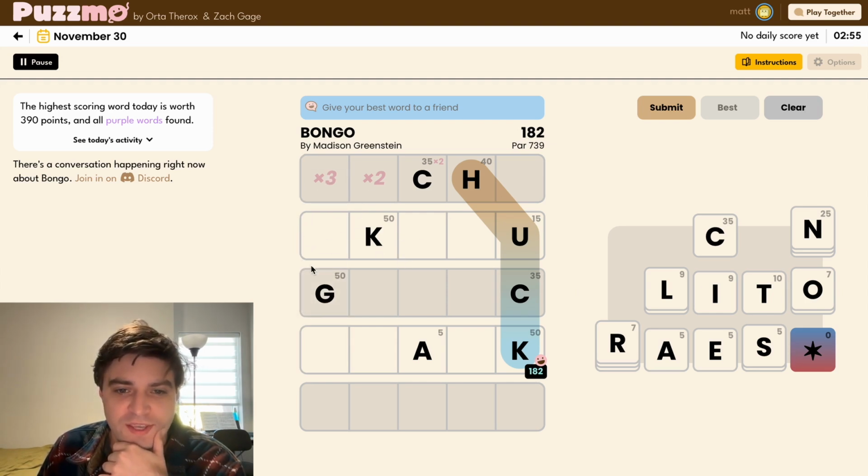But we're going to try to take all of our high-scoring letters and place them on the bonuses. This K I like, it's pretty high-scoring. This C I like is high-scoring. But we have this G and this K. I wish we could do something like that.